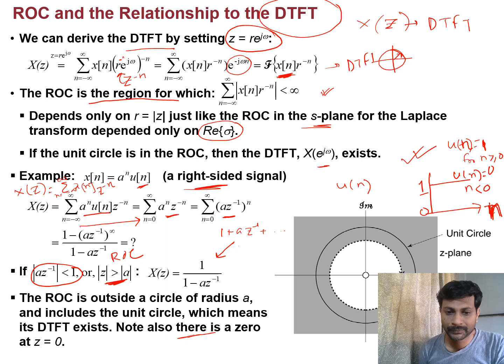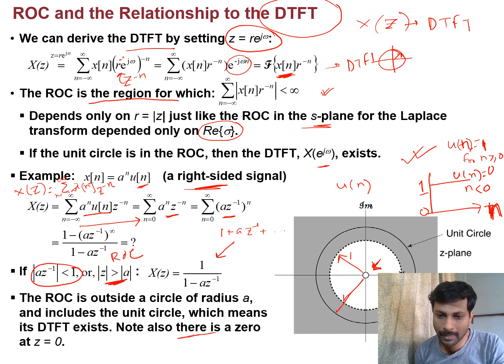Also note that there is a zero at z equal to 0, as you can see over here. This is the unit circle of radius 1, and this is the circle of radius a. The ROC includes the unit circle, so the system is stable, the DTFT exists, as well as the Z transform.